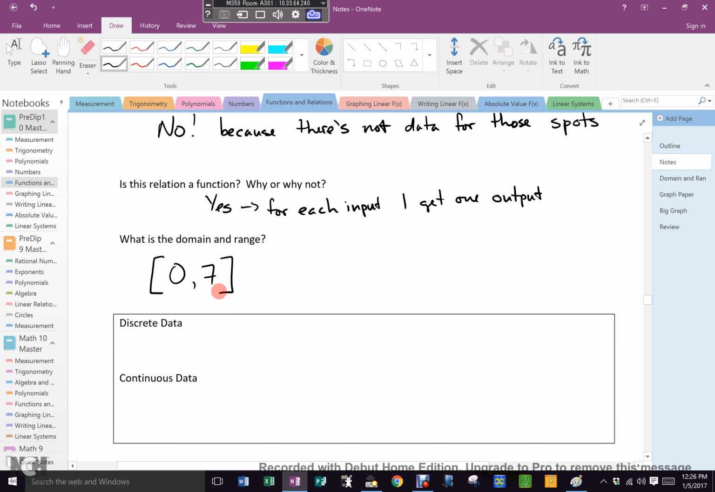Why did I use interval notation? Because all the days are included. All the time and all the day is included, yes? Even though we say 1 day, that's all the time from 0 to 24 hours, yes? Okay, good. What's the range?